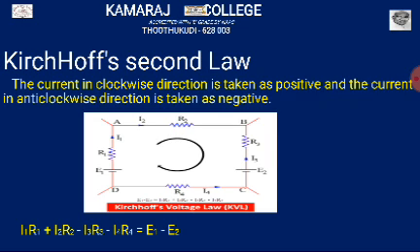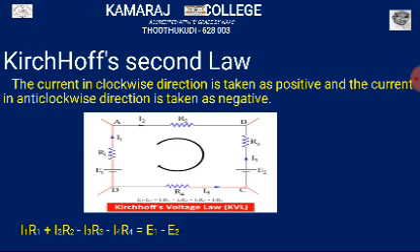Let's see one circuit diagram. See in this diagram, in AD there is current I1, resistance R1, EMF E1. Like that in AB, current I2, resistance R2. Then in BC, resistance R3, current I3 and EMF E2. In CD, current I4 and resistance R4. Now we have to see the direction. If the current is in clockwise direction, we have to take it as positive. If it is in anti-clockwise direction, we have to take it as negative.